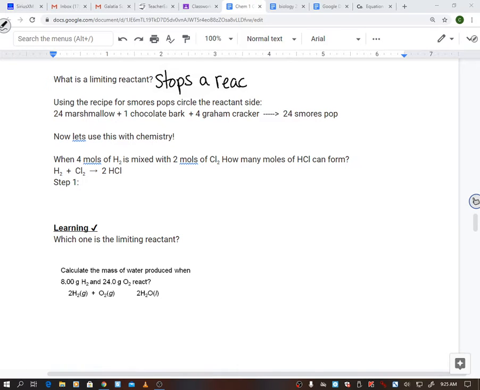Right, it's the first thing you run out of. So if you're cooking at home, what is the first thing you run out of, and then you're like, oh, I'm done, I can't cook anymore?